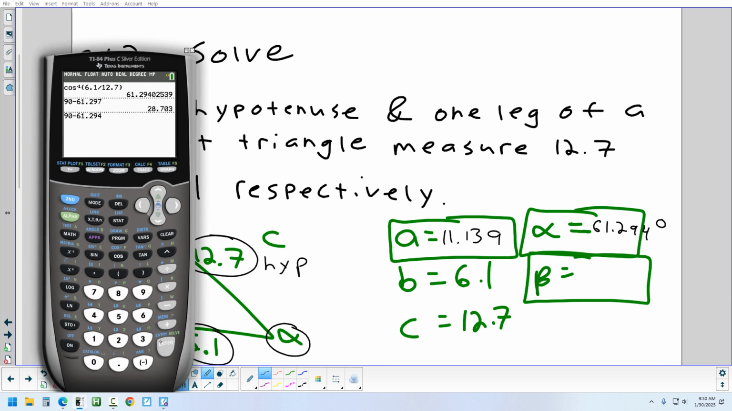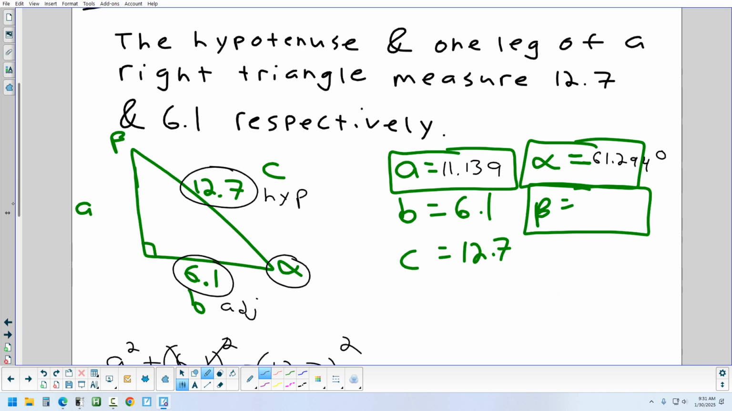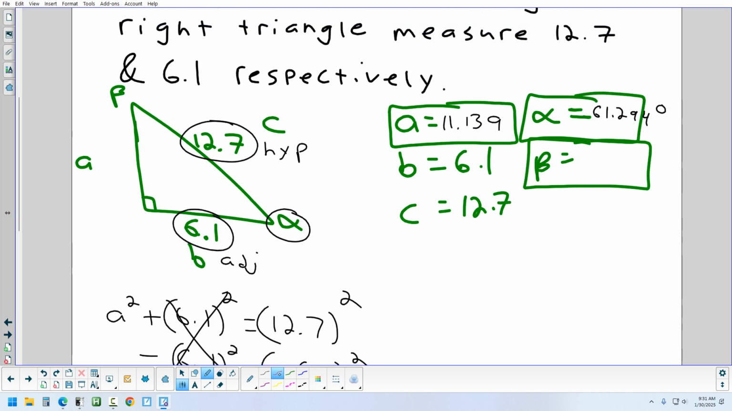All right, so that means the other angle should be 28.706. But let's see if we can find beta the same way we found alpha. But keep that number in mind, 28.706. All right, so now let's look at finding beta and using those two sides. What you've just done is you switched your perspective. You're not at the same angle anymore. Now you're trying to find beta.